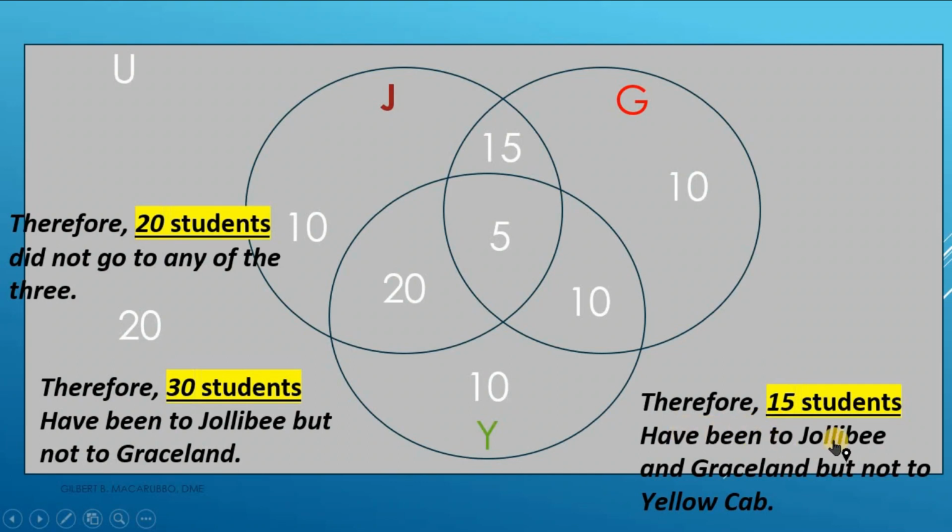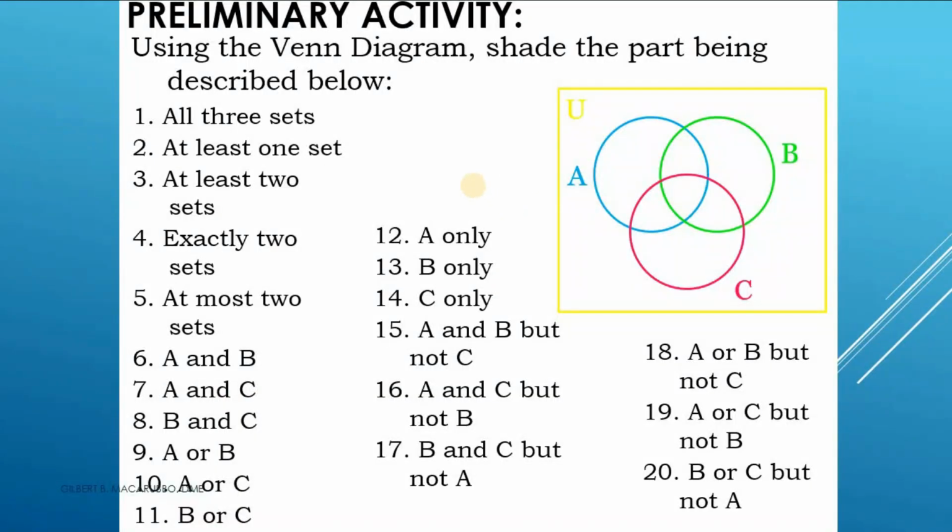15 students have been to Jollibee and Graceland but not Yellow Cab. Okay, so is this the Yellow Cab? So this is it. So 15 students. Okay, this is it, the intersection of Jollibee and Graceland.